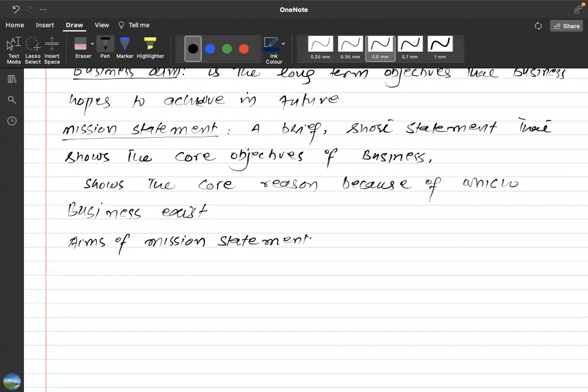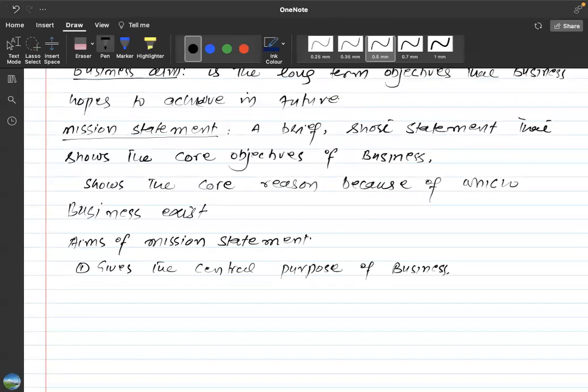Firstly, it gives the central purpose of the business in a statement form. So any person who does not belong directly to the business, even if he reads the mission statement of the business, becomes aware of the central purpose of the business.